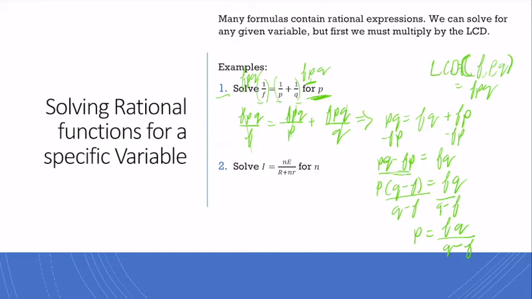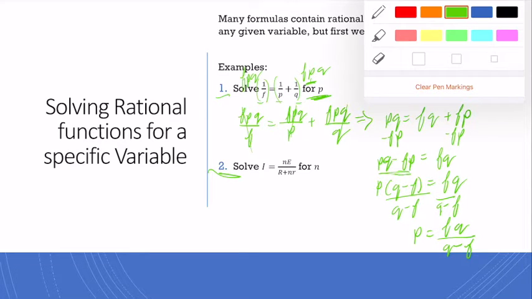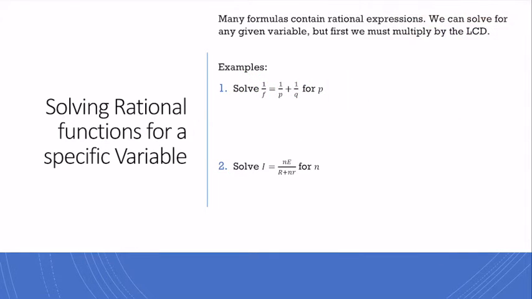Next, let's look at equation 2. I'm going to solve I equals ne over r plus nr for n. Well, the first thing we need to do is determine the least common denominator. So let's make us some room. So the LCD of this function right here is just r plus nr, because that's our only denominator. So I have I equals ne over r plus nr, and I'm going to go ahead and multiply both sides by that denominator.